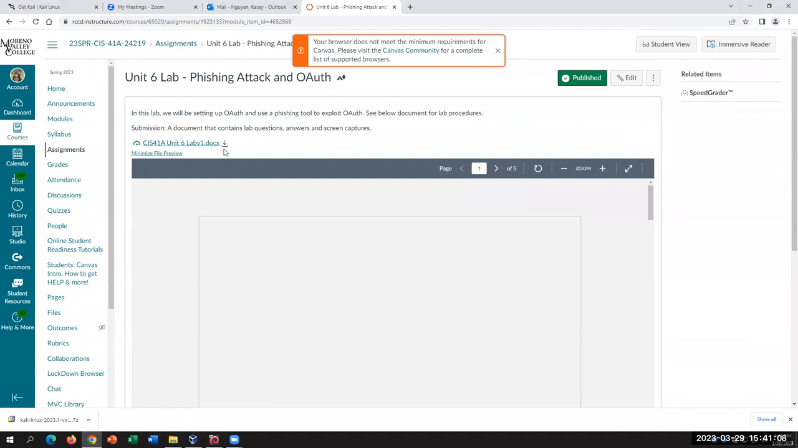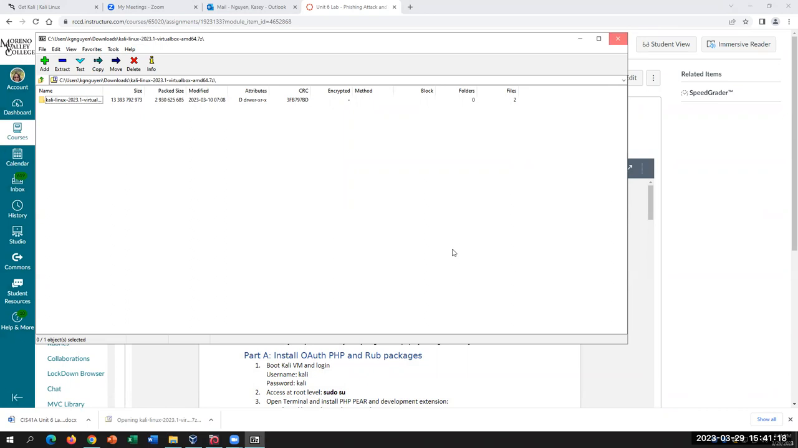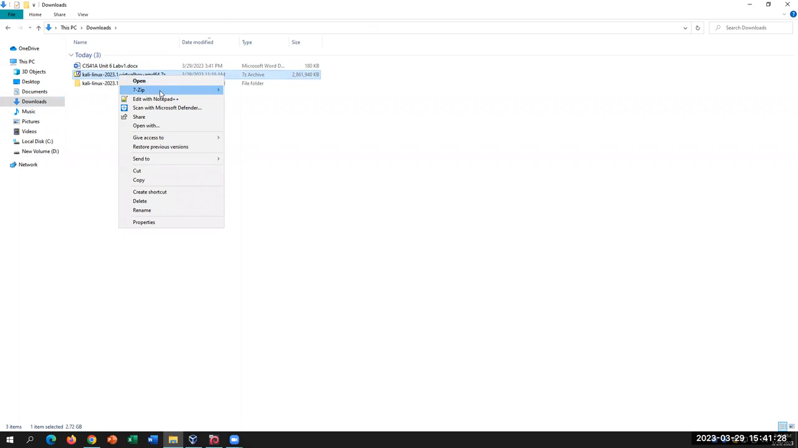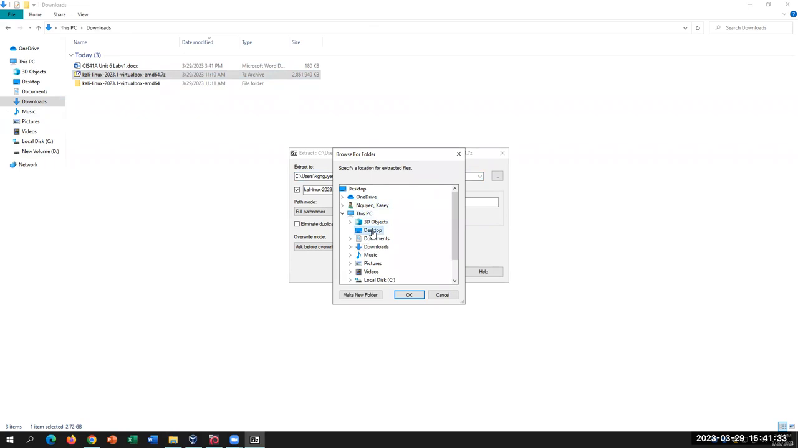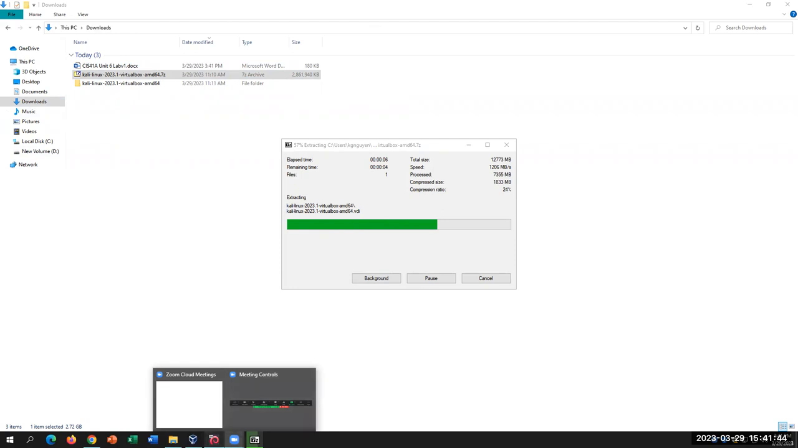Let me re-download it because I don't have it on this computer. Okay, so you can always download your Kali Linux. It's going to come down in the downloads folder like this, whether you do it at school or at home. Then you can right click and do unzip. I'm going to extract files onto my desktop so that way I have a fresh one, because I have one that's running. So let me shut this one down and then restart the other one with you.